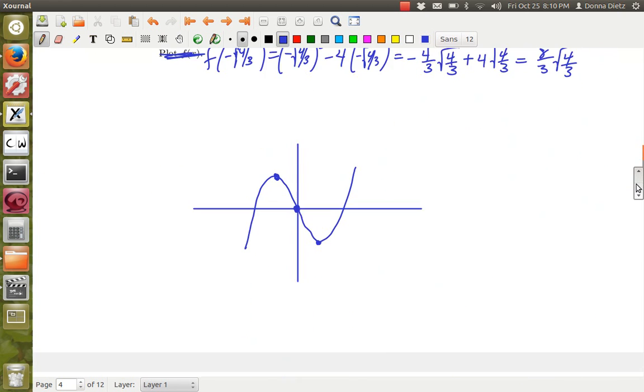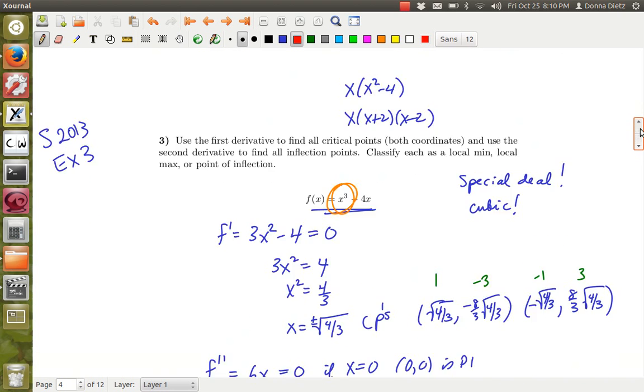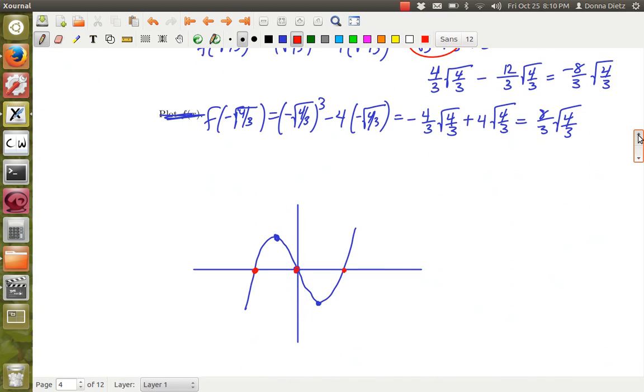And if we had done that first, we could have used our little quick plot method, and we could have gotten just this plot. Now it says use calculus. It says use the first derivative, use the second derivative, so we had to do it. But the quick plot would have helped reassure us that what we were doing is right. So there's a point of inflection. This guy is the min. This guy is the max.